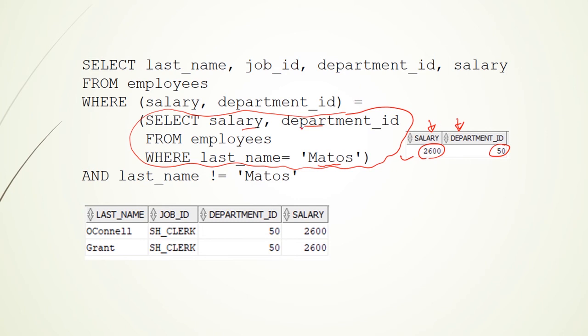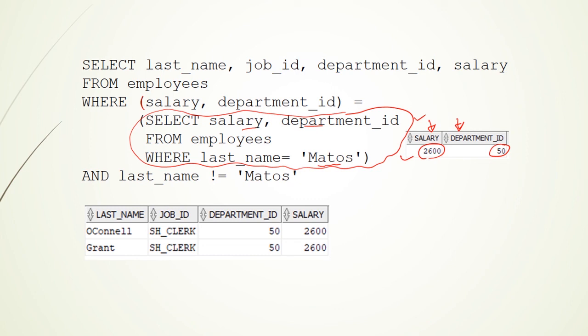We want to return all employees where the salary and department ID equal the salary and department ID of Matos. So this is the salary of Matos, this is the department ID of Matos. If you are comparing one column, you can just write where salary equal and then your subquery. But here we are comparing two columns, the salary and the department ID. So you can enclose your columns, salary, comma, department ID, equal your multi-column subquery.